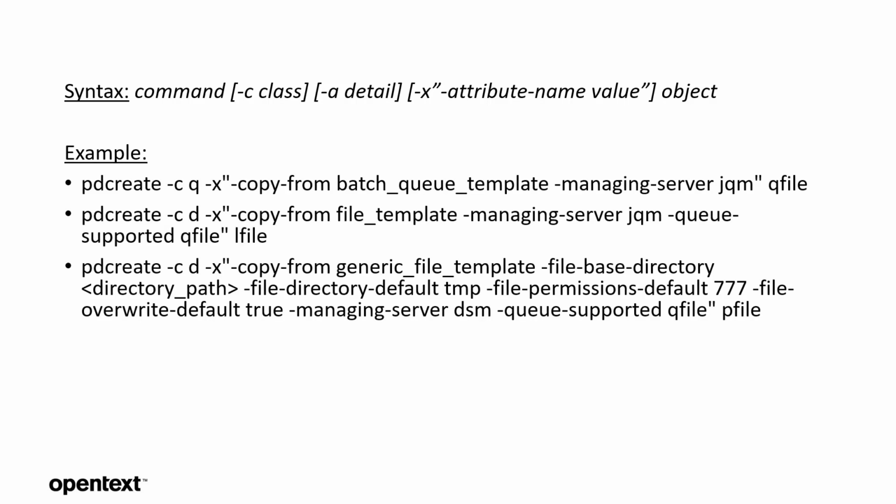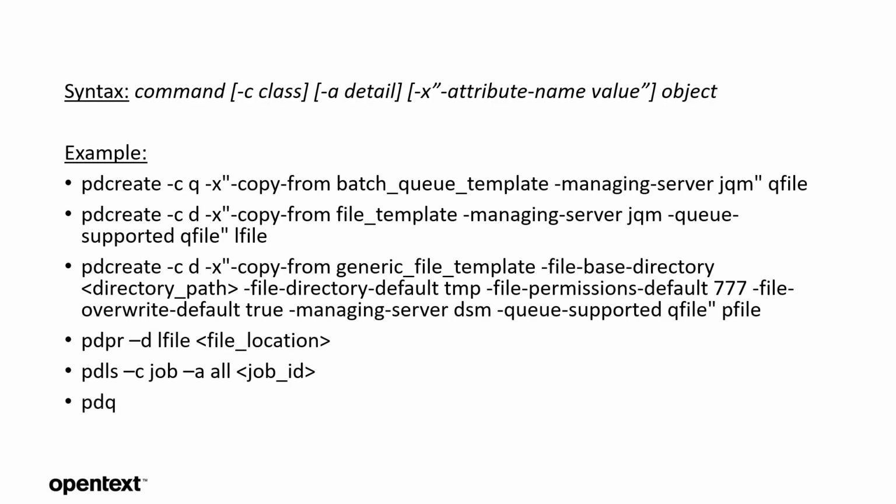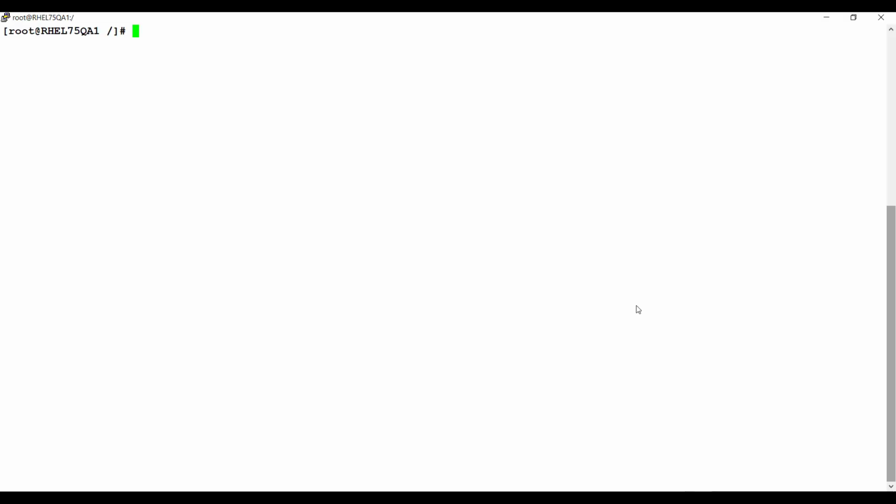To create delivery objects, we use PD commands. It allows users to create logical destinations, queues and physical destinations. PDPR command is used to deliver a job to destination. PDLS command is used to list object attributes. PDLS and PDQ commands are used to obtain status of jobs, subjobs, servers and other objects. Now let's execute this example on a command line to understand better.